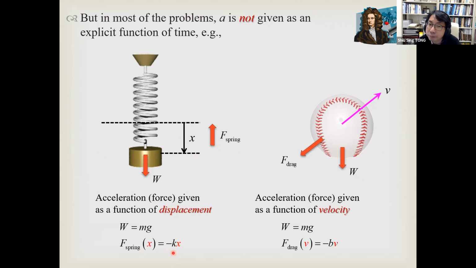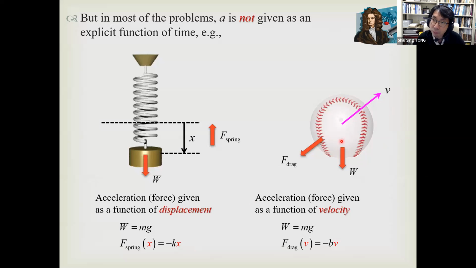So now the force is given as a function of x, the displacement or the position. It's not given as a function of time, right? And there's of course another force, the weight of the object, but that's a constant. That is easier. But the difficult thing is the force of the spring is not a function of time, but it's a function of displacement.